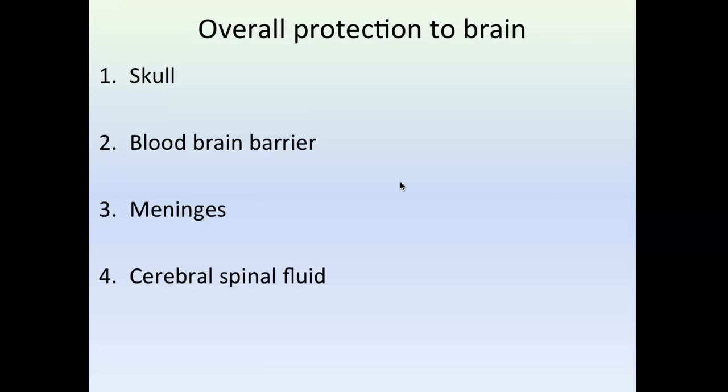Okay, so the overall protection to our brain is going to be our skull, our blood-brain barrier, which is going to be mentioned in chapter 13, the meninges, and our cerebrospinal fluid.